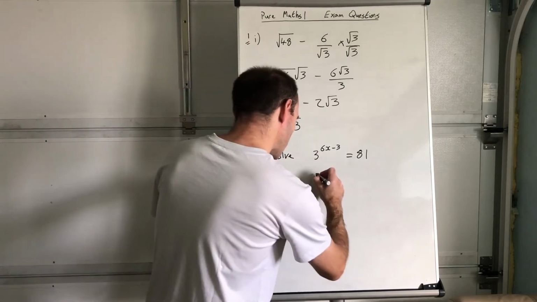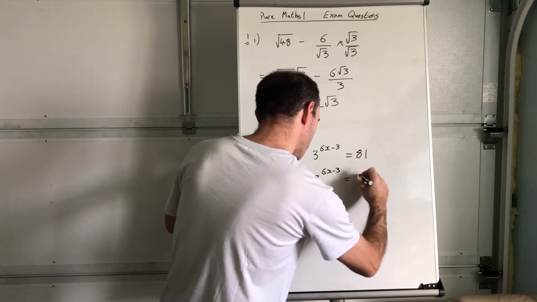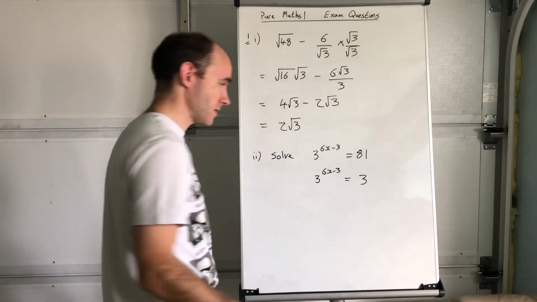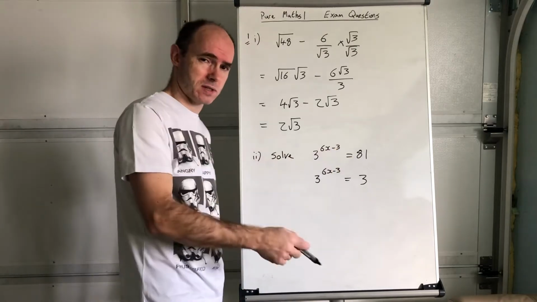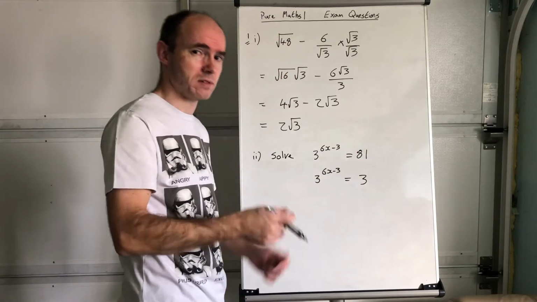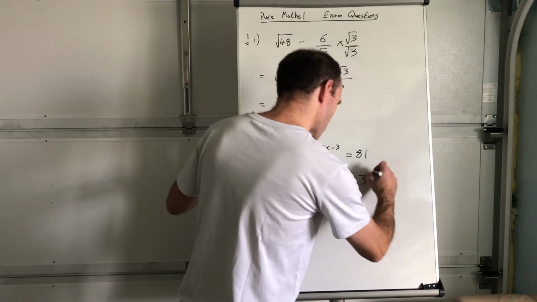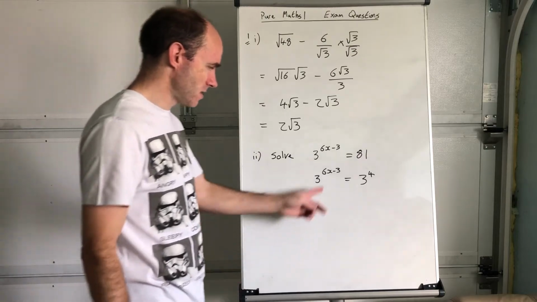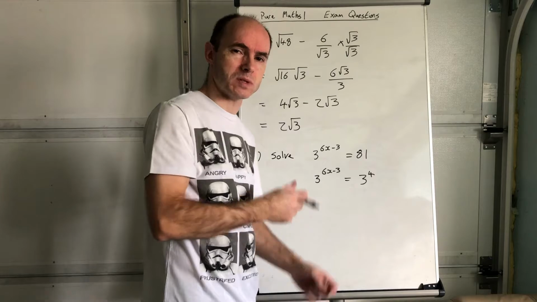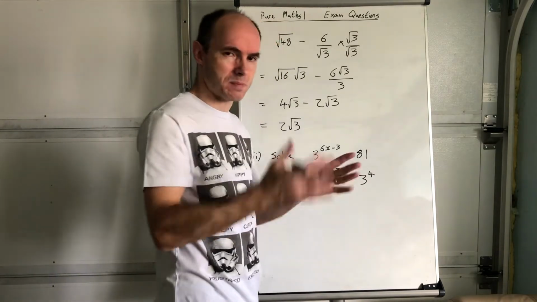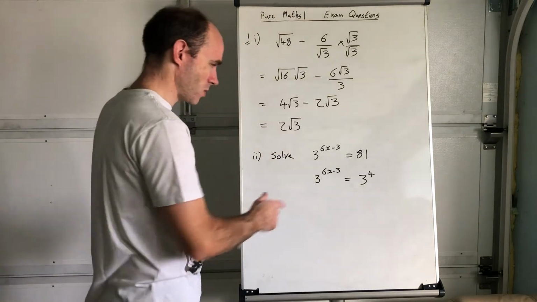I'm just going to leave the 3 there, to the power of 6x minus 3. But the 81, you can write as 3 to the power of something. If you're not sure what it is, just put some roots of 81 in your calculator: square root of 81, cube root of 81, fourth root of 81, and eventually you'll get to the number 3. The fourth root of 81 is 3, so that means 81 is 3 to the power of 4. Or the other way round, you can start with 3 and think about what's 3 squared, 3 cubed, 3 to the power of 4. Just keep on going. You won't have to go too far in these sorts of questions before you get your power.